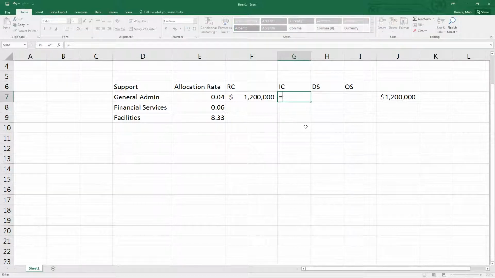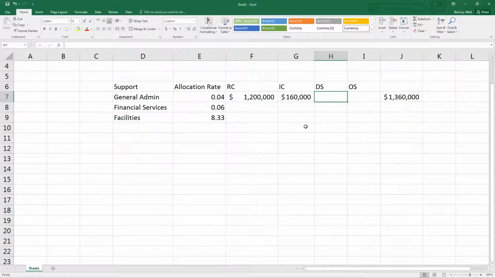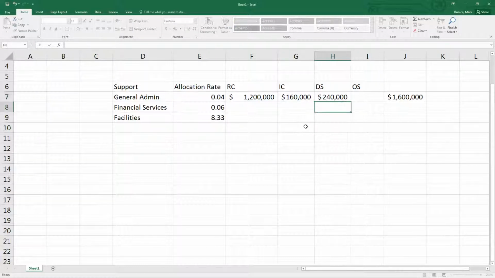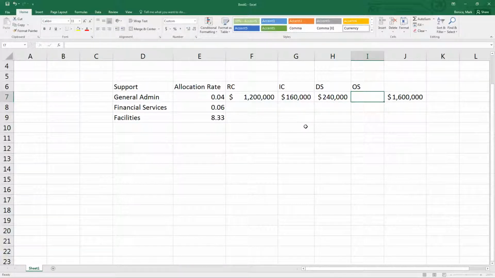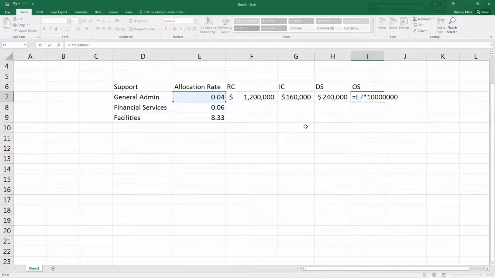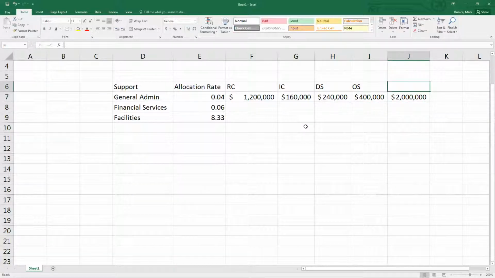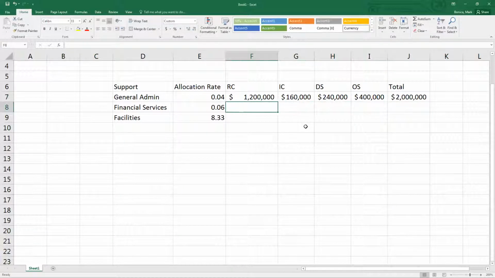So now intensive care gets 4 cents for every dollar of patient service revenue, and they did $4 million in patient service revenue. Then diagnostic services did 6 million, so 4 cents times 6 million, 240,000. And then finally, other services did 10 million, so that's 4 cents times 10 million. And voila, we've got 2 million, which is in fact the total direct cost that had to be allocated from general administration.